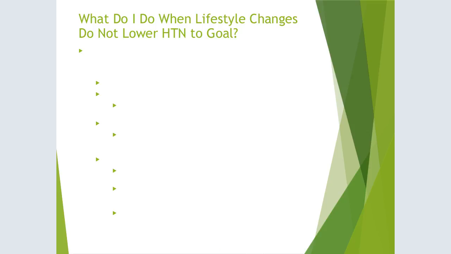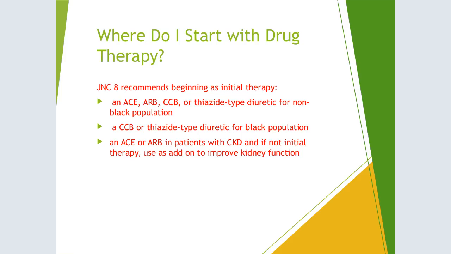Okay, let's see what's next on this thing. Okay, now JNC8 recommends an ACE, ARB, CCB, or thiazide diuretic for non-Black population. Okay, so you get to choose which one you think you want to use. Okay. A CCB or a thiazide diuretic for the Black population usually works best genetically.